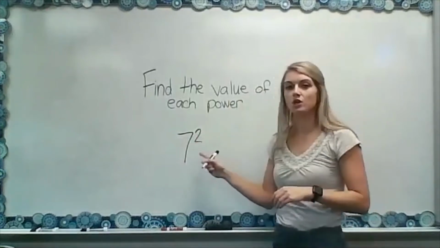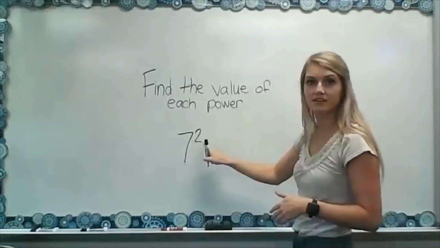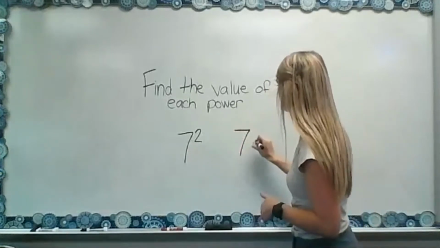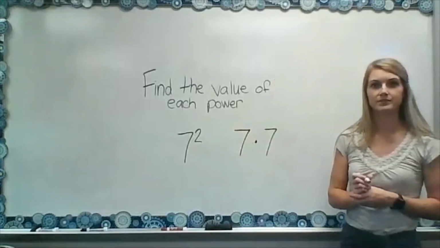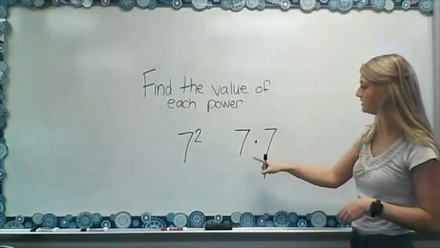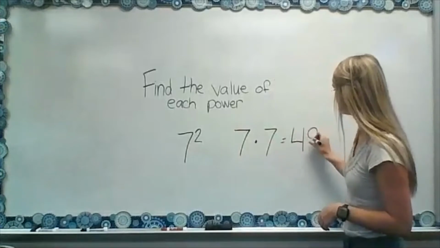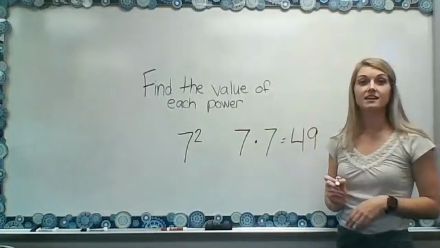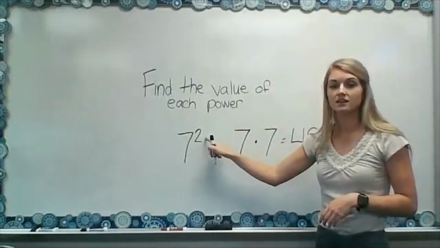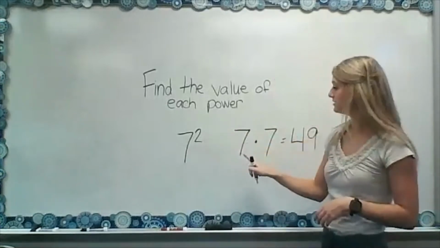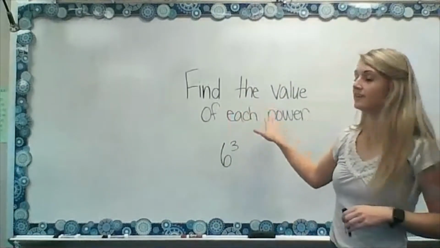Okay, so we're kind of going to do the opposite of what we did in the last example. We're going to take the 7 squared and write it out like a product as a multiplication problem. 7 times 7 equals 49. The key thing here is to remember that it's not 7 times 2. It's not 14. Okay, it's 7 squared. So 7 times 7.